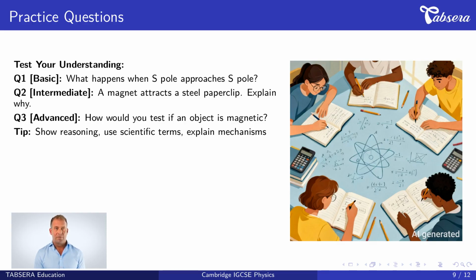Question 3 is advanced level. The question is, how would you test if an object is magnetic? This tests your experimental design skills and understanding of magnetic properties.